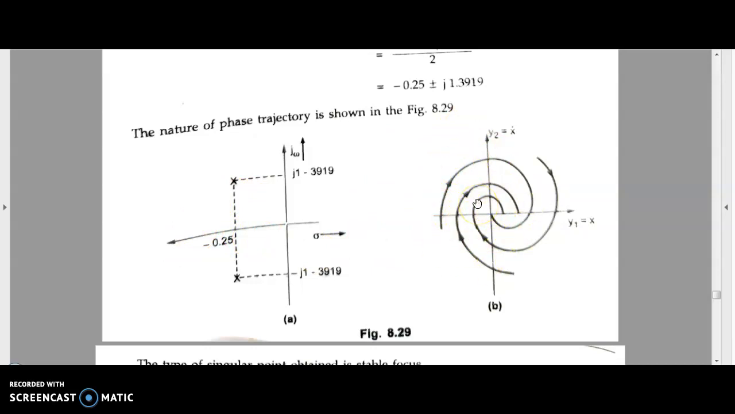See the theory part. If the roots are on the left side, how is the graph? If the roots are on the right side, how is the graph? If the roots are placed on the imaginary axis, that is marginally stable, how is the phase plane graph? Just go through the theory part. The poles are on the right, on the left, or on the imaginary axis. Depending on that, you have to draw this graph.